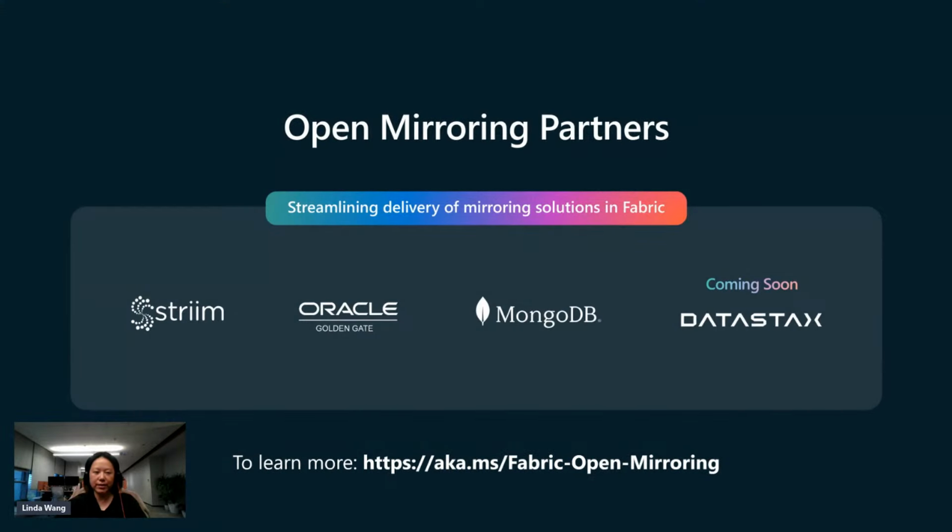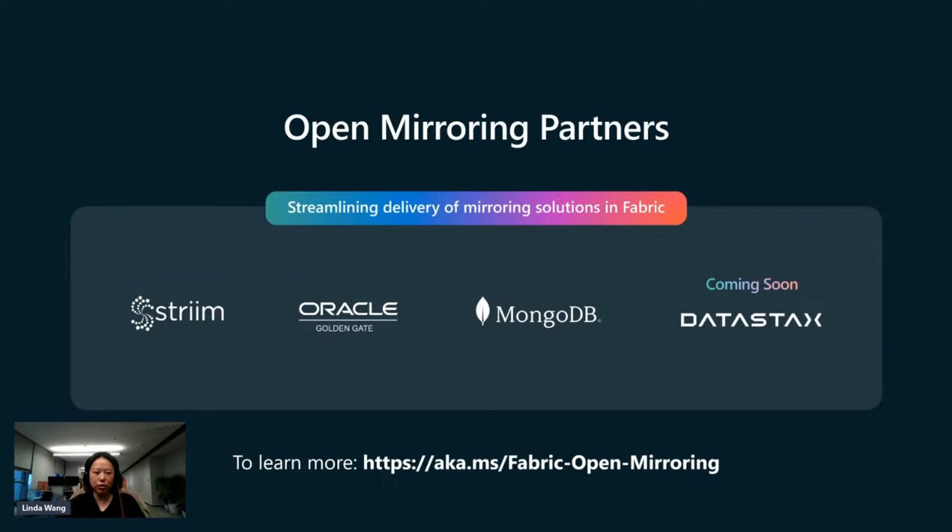So along with this open mirroring public preview announcement, in addition to open mirroring providing more flexibility for you to build custom solutions, leveraging the mirroring, we also are closely working with various partners to provide a joint solution for you so that you can use that. So some of the partners that we just announced as public preview include Striim, which supports different types of data sources to replicate.